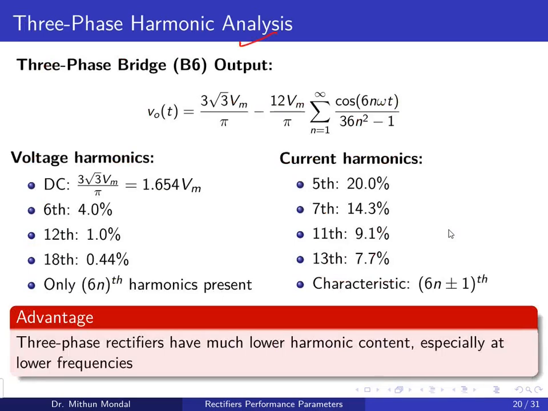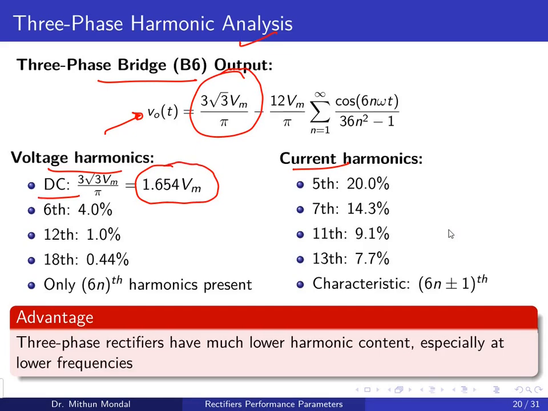If we do the three-phase harmonic analysis, then this is the voltage equation for the three-phase bridge output. Voltage harmonics and current harmonics, both we can find out. In the voltage harmonics, we have the DC, which is 3 root 3 Vm by pi, approximately equal to 1.654 Vm. And the dominant harmonics in voltage are 6th, 12th, 18th. Generally, only the 6nth harmonics are present, so it is a multiple of 6. For current harmonics, you have 5, 7, 11, and 13, so it is characteristic of 6n plus or minus 1 in the current harmonics.